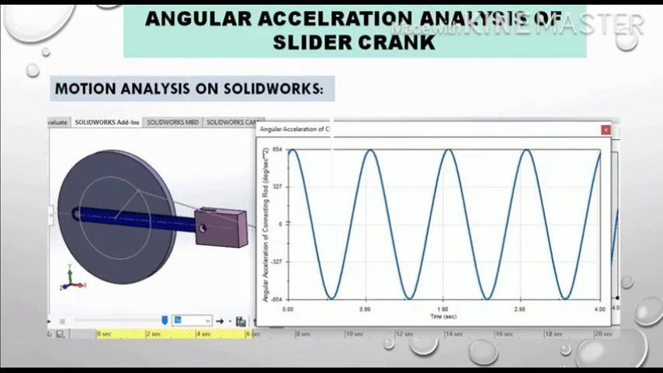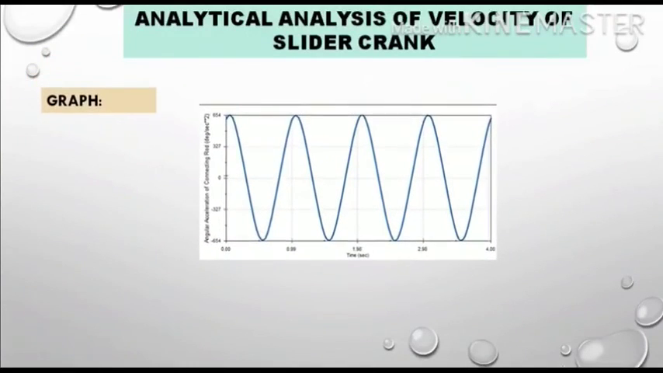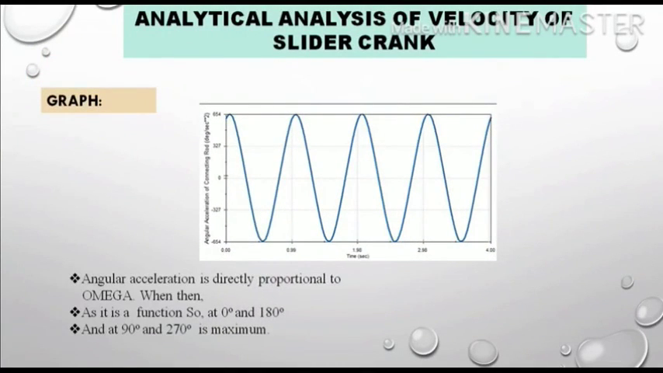So let's make the graph. This is a motion analysis made on SolidWorks, and from the graph we can easily see that angular acceleration depends on omega. Omega means angular velocity, and at 0 degree and 180 degree angular acceleration will be 0, because at these angles sine theta will be 0. It will be maximum at 90 and 270, because at these angles sine theta will be maximum.